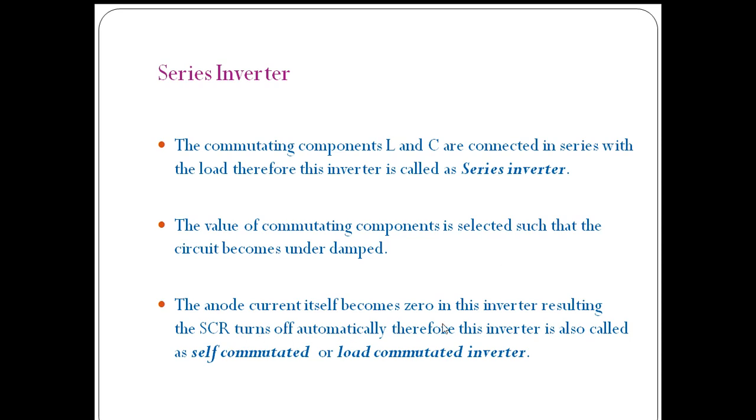The anode current itself becomes 0 in this inverter, resulting in the SCR turning off automatically. Therefore, the inverter is called a self-commutated or load-commutated inverter. So we are not using any forced commutation techniques to reduce the anode current to 0, because the values of L, C and R are chosen such that it itself forms an underdamped circuit. That's why it is called a self-commutated or load-commutated inverter.